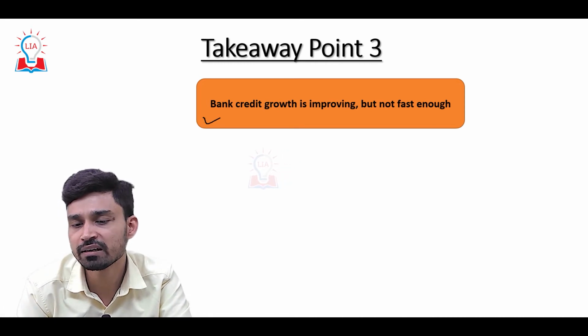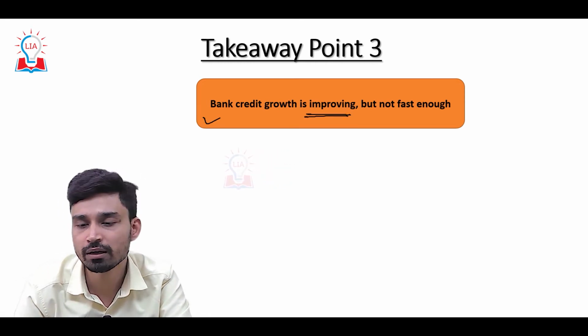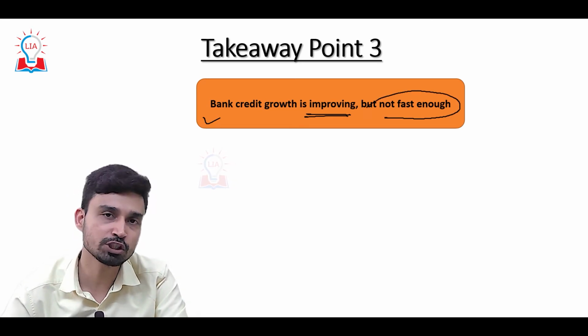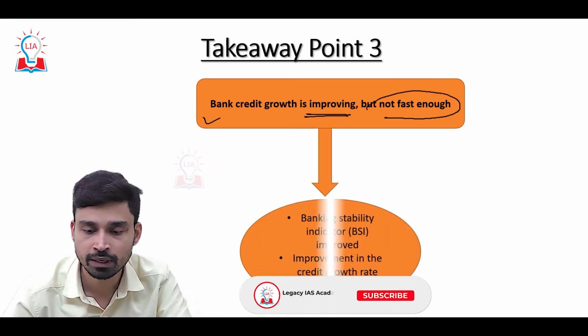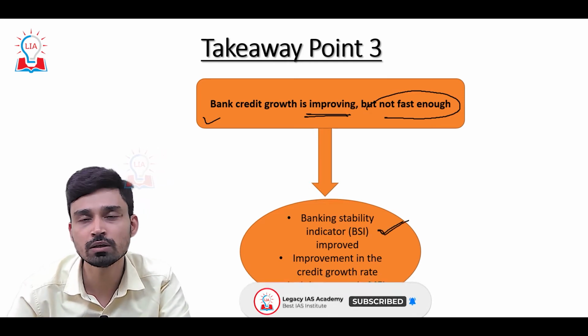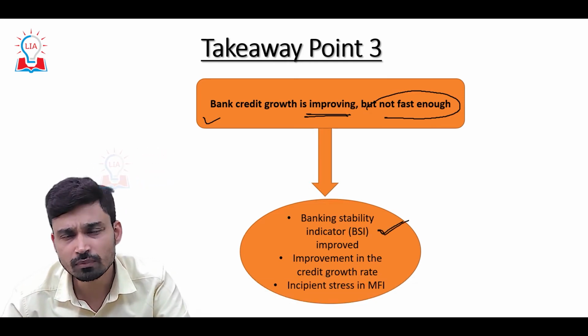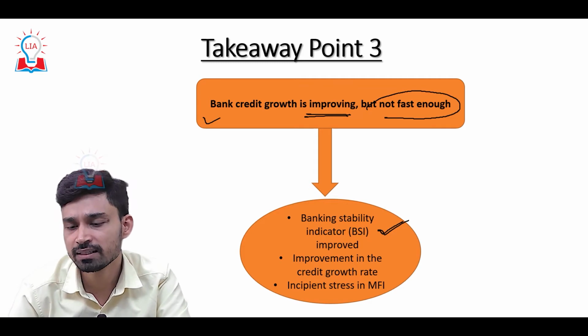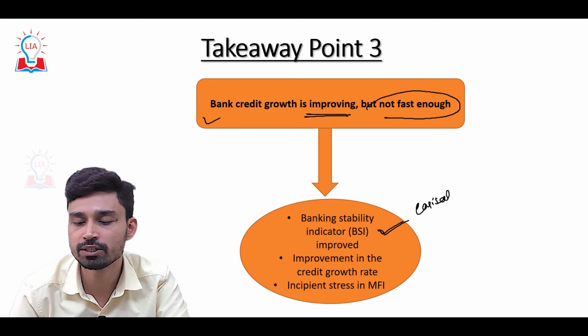The third takeaway point is regarding the growth of bank credit. In general, the trend is that bank credit growth is improving, but it is not improving fast enough as RBI has expected. To prove that point, there is a banking stability indicator, which shows the stability of the banks, based on capital, that is, how much capital the bank has, the capital adequacy ratio.